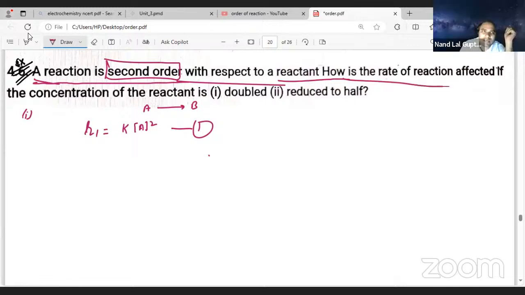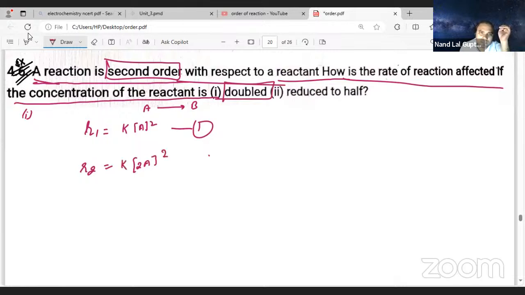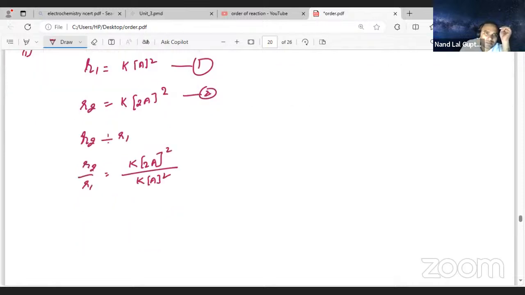How is the rate of reaction affected if the concentration of reactant is doubled? If you double it, R2 is equal to, they are saying, 2A. The A concentration you double, but the order of reaction is the same. This is equation 2. So I am doing R2 divided by R1. So R2 by R1 is equal to K times 2A whole square divided by K A square. Now, a little bit we need to solve this one.